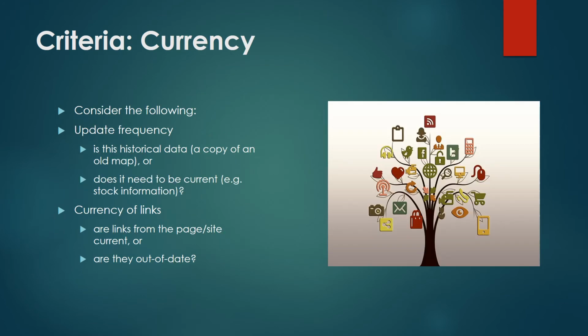The next criterion is currency. Depending on the purpose of the website, currency may need to be taken into account. Considerations include how frequently it is updated. Is this a historical data, a copy of an old map, for example, or does it need to be current, that is to say, stock information? Also examine the currency of the links. Are the page and site links current, or are they out of date?